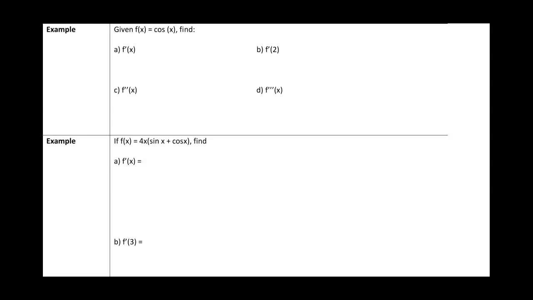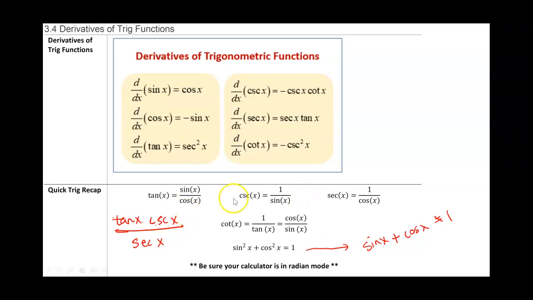We're given that f of x equals cosine of x. We want to find the derivative of cos x, or f prime of x. Based on our list of trig functions, the derivative of cos x is negative sine of x, so that's easy, just negative sine of x. And then if we have f prime of 2, f prime is negative sine x, so we have negative sine of 2, that's negative 0.9093. Again, make sure your calculator is in radian mode.